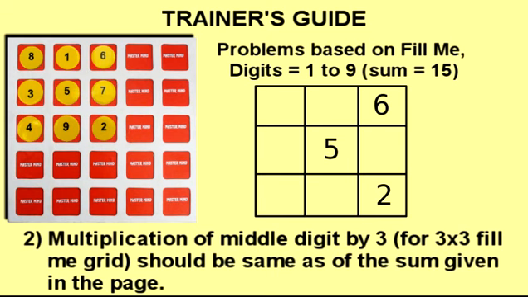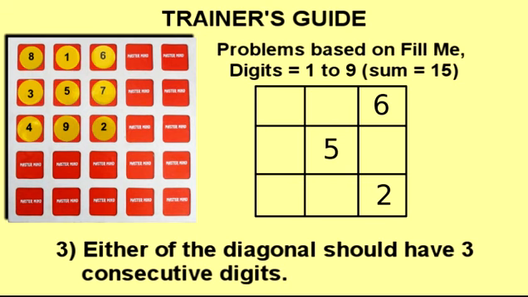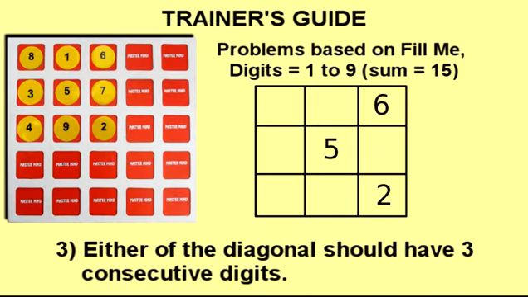Until here the student has completed the filmy grid correctly. Now we have to move to our third condition, and the third condition says either of the diagonals should have 3 consecutive digits. Back to the filmy grid. The condition says either of the diagonals in the filmy grid, like this or this, should have 3 consecutive digits. And here you can see we have 4, 5 and 6. They are 3 consecutive digits which are placed diagonally, right? So our third condition is also satisfied.